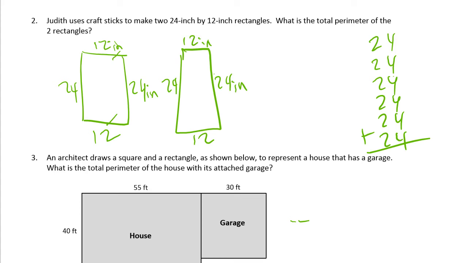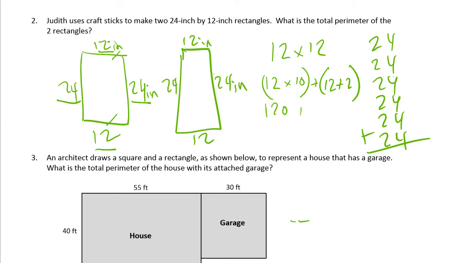Or you could realize that this is really 2, 3, 4, 5, 6. Since there's two of them, it's 12 12s. So you could think of 12 times 12, which would be 12 times 10 plus 12 times 2. So that's 120 plus 24, 144. And you'll find the same thing out if you do all this addition. It's 6 4s, which is 24. And there's another 24. And then it's just 2, 4, 6, 8, 10, 12, 14 tens. Either way, you're going to get the total perimeter is 144.